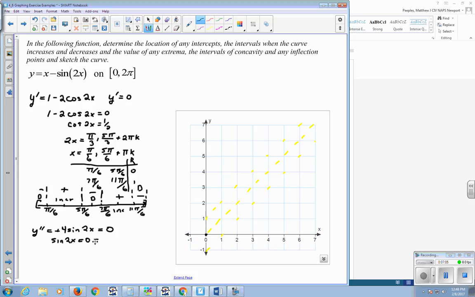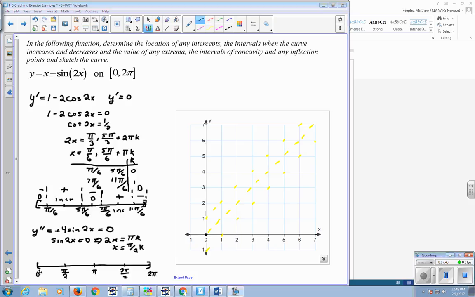So what that implies for us is that 2x would be equal to numbers that are multiples of pi. And so wherever x is equal to some multiple of pi over 2, we're going to get a coordinate point where we're going to get a point of inflection. Or at least a 0 for our second derivative. We don't know if that's an inflection point yet. We do need to look over our interval from 0 to 2 pi.